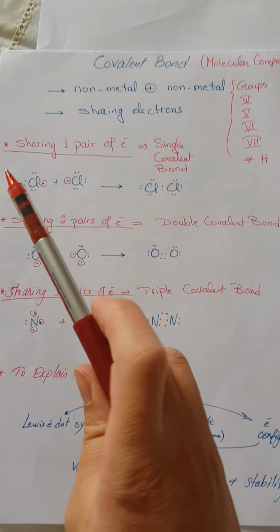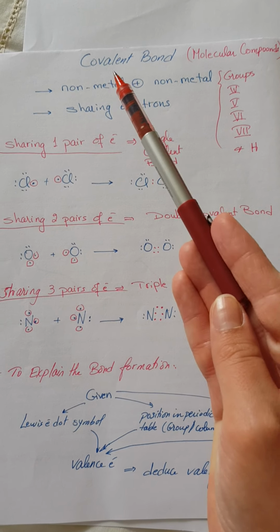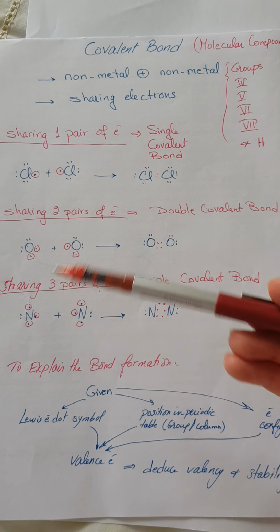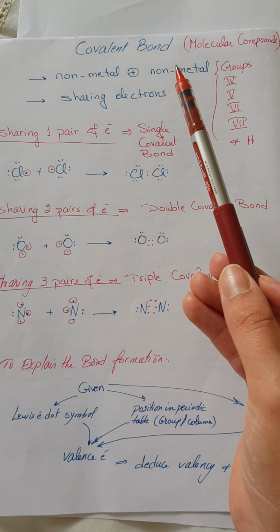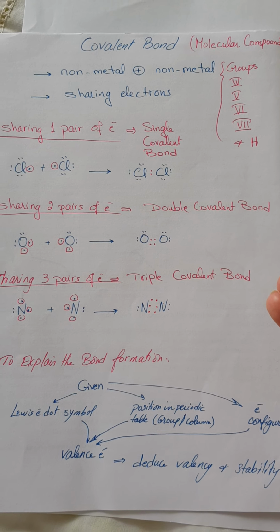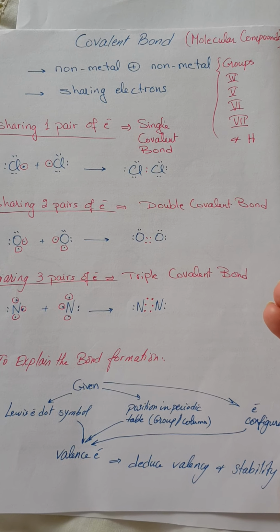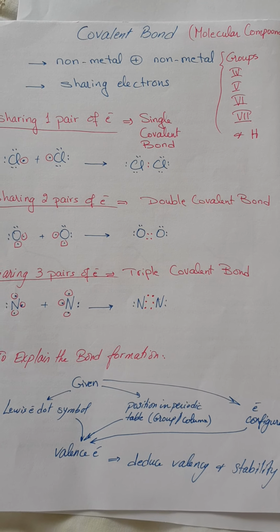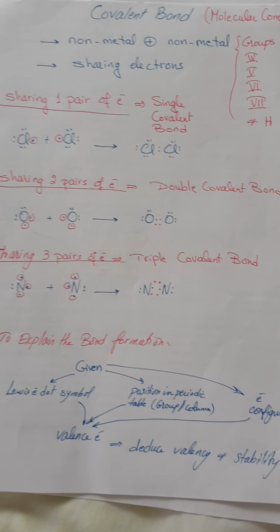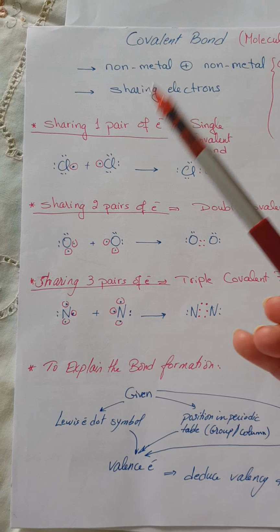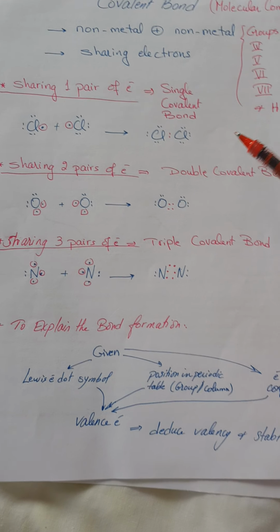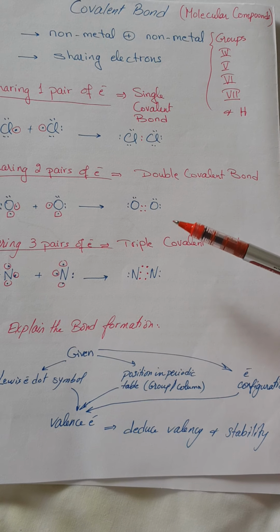We come back to the types of the covalent bond. Actually, before going into the types, the covalent bond leads to the formation of a molecular compound, whereas, as you already know, the ionic bond tends to form ionic compounds. We have 3 types of covalent bonds: single, double, and triple.